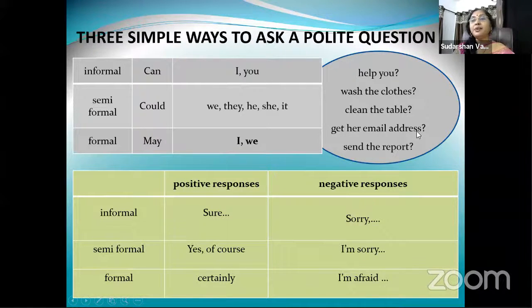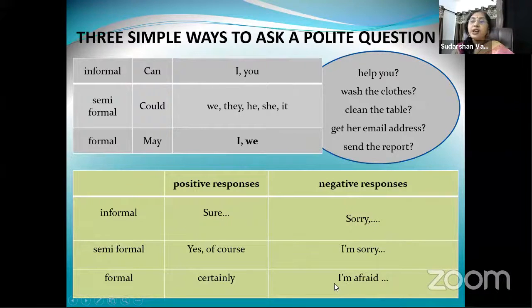Can I get her email address? Yes, sure. Can I get her email address? The minute you state this sentence, this moves to the semi-formal situation. Yes, of course. Could we get her email address? Yes, of course. Could I send the report? Certainly. Or could I send? Yes, of course. May I send the report? Certainly. May I help you? Certainly.